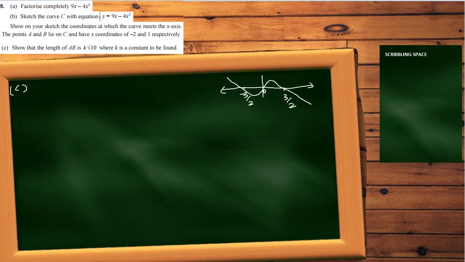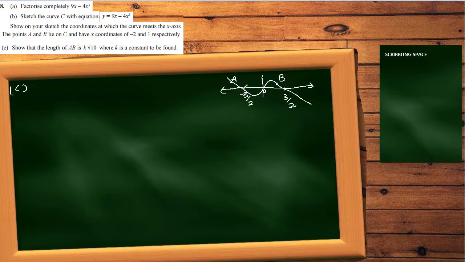So continuing with part C, we have the fact that the points A and B lie on the curve C. C was this curve that we just drew, and they have x coordinates of minus 2 and 1. So basically at minus 2 on this curve there is a point A, and at 1 on this curve there is a point B.